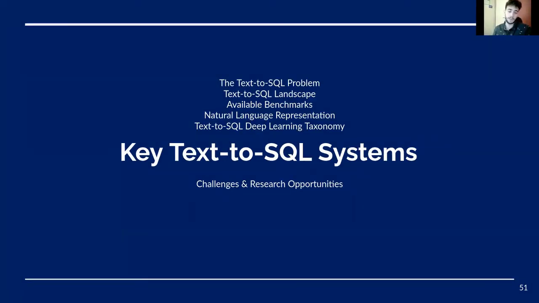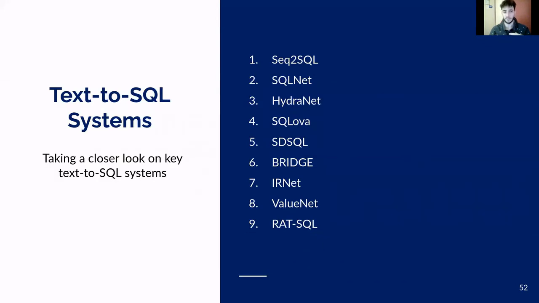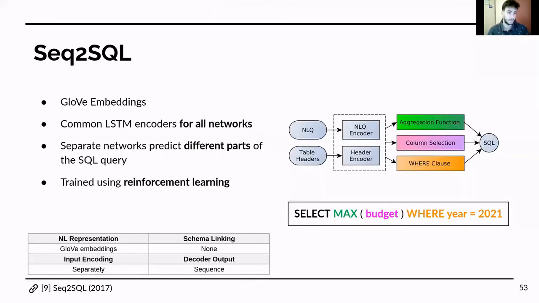So now that we have seen all the main aspects of the text-to-SQL system, we can start looking into some actual systems and see how they chose to implement each of these parts. Seq2SQL was the first neural text-to-SQL system to be proposed, and it was proposed along with the WikiSQL dataset.